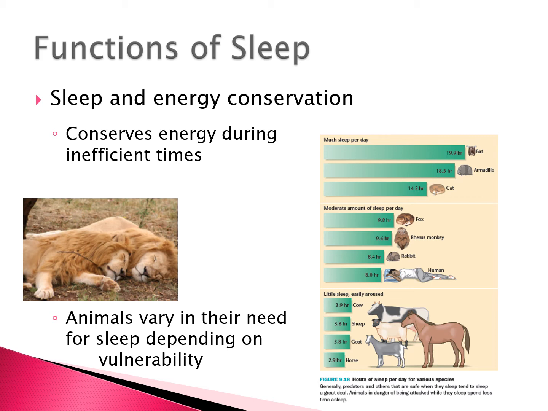We also see animals that have good places to hide sleep quite a bit more than animals that are particularly vulnerable. So the sheep, the cow, the horse, they all sleep very little because they are large. They're really prey animals, and they're very vulnerable when they're sleeping.